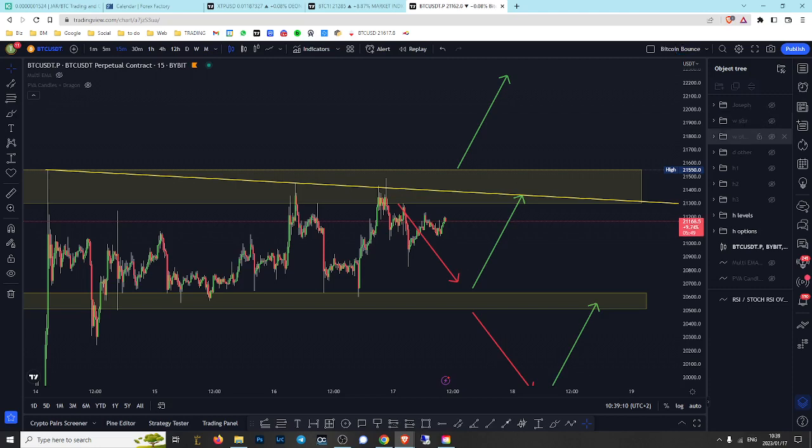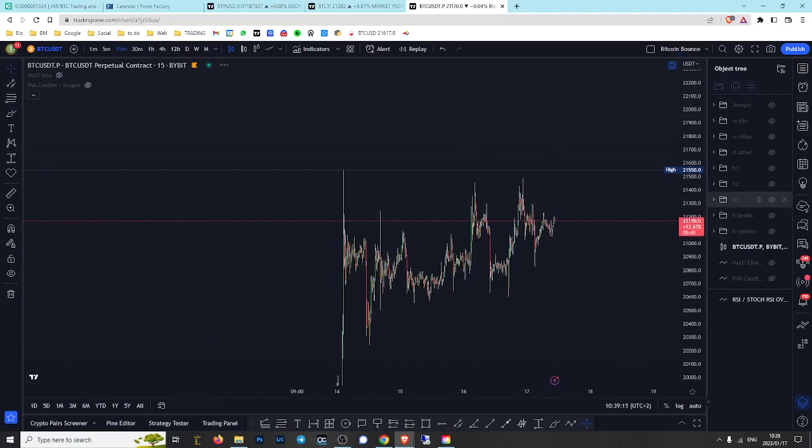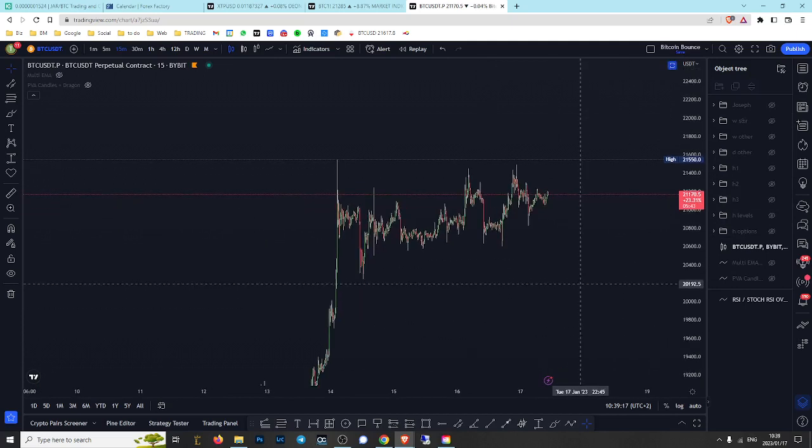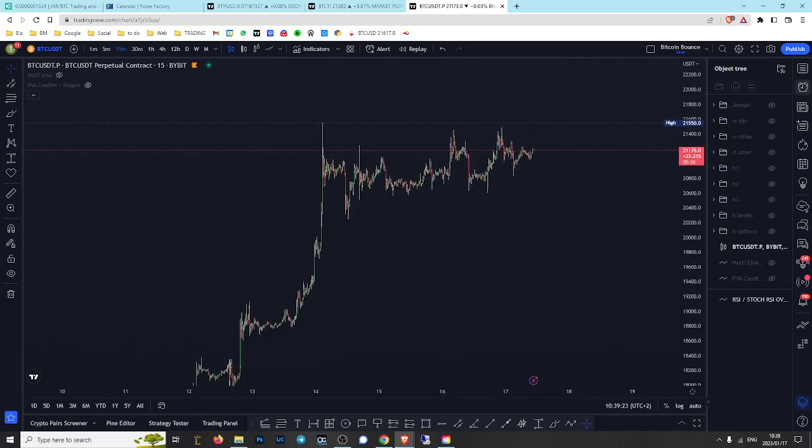Anyway, I think that's basically what I wanted to show you. We'll use this same setup later today when I do my video going through all the charts, and I'll do all these other coins for you as well. So I think that's it.